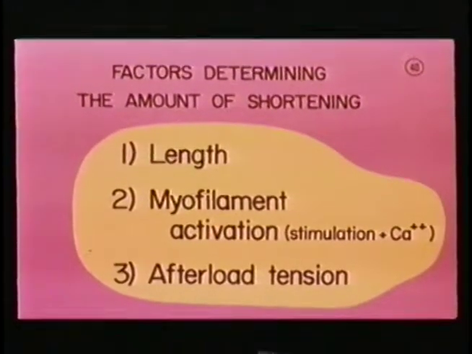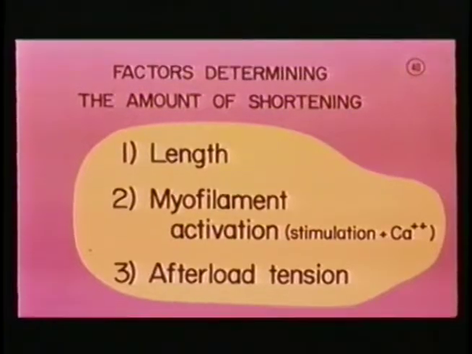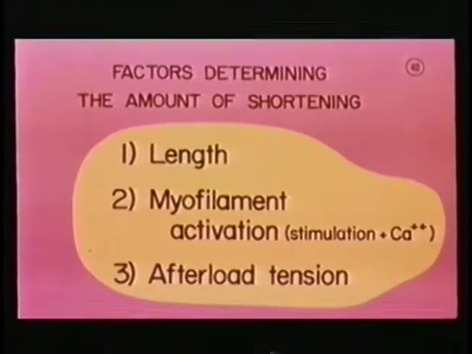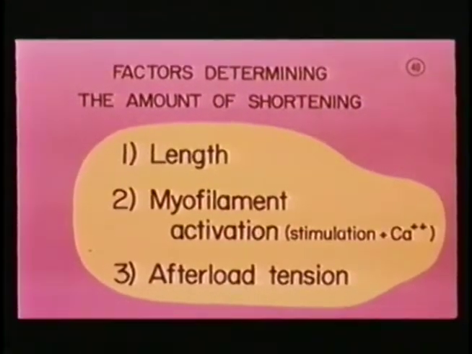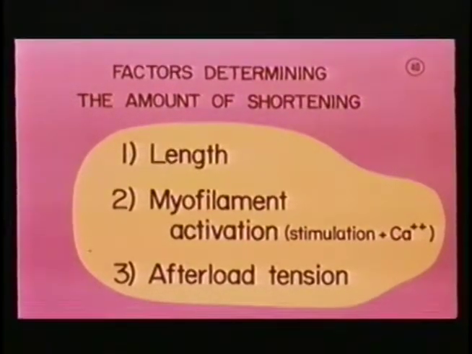Experiments have shown that there are 3 important factors which influence the amount of shortening. First, the initial length of the muscle when the contraction begins. Second, the level of myofilament activation by calcium during the contraction. And third, the afterload tension level placed upon the muscle as it shortens. Let us look at each of these one at a time.